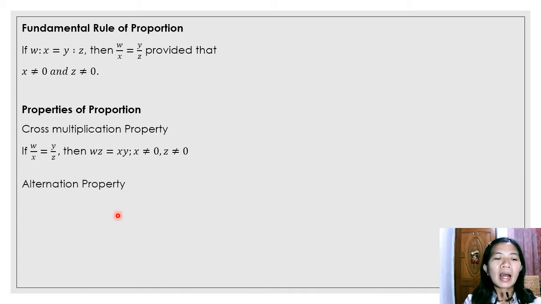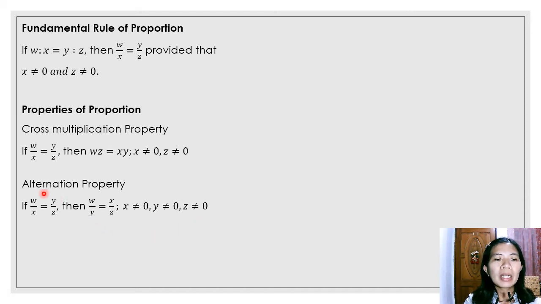Next is the alternation property. What is alternation? If W over X is equal to Y over Z, then W over Y is equal to X over Z, wherein X is not equal to 0, Y is not equal to 0, and Z is not equal to 0.